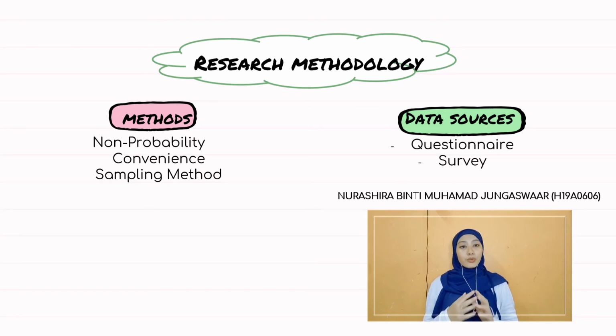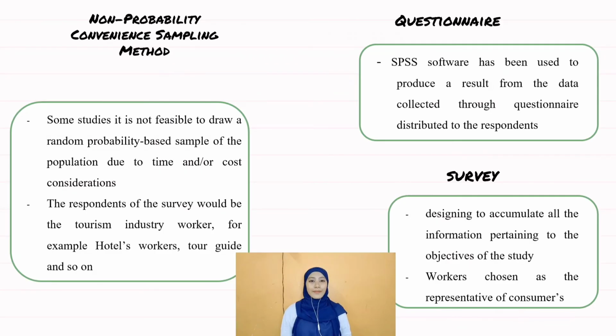There are two research methodologies that I will describe in this study, namely methods and data sources. For the methods, we are using the non-probability convenience sampling method as the sampling technique. Non-probability sampling can be explained in a way that for some studies it is not feasible to draw a random probability-based sample of the population due to time and cost considerations. Therefore, the convenience sampling method is applied in this study.